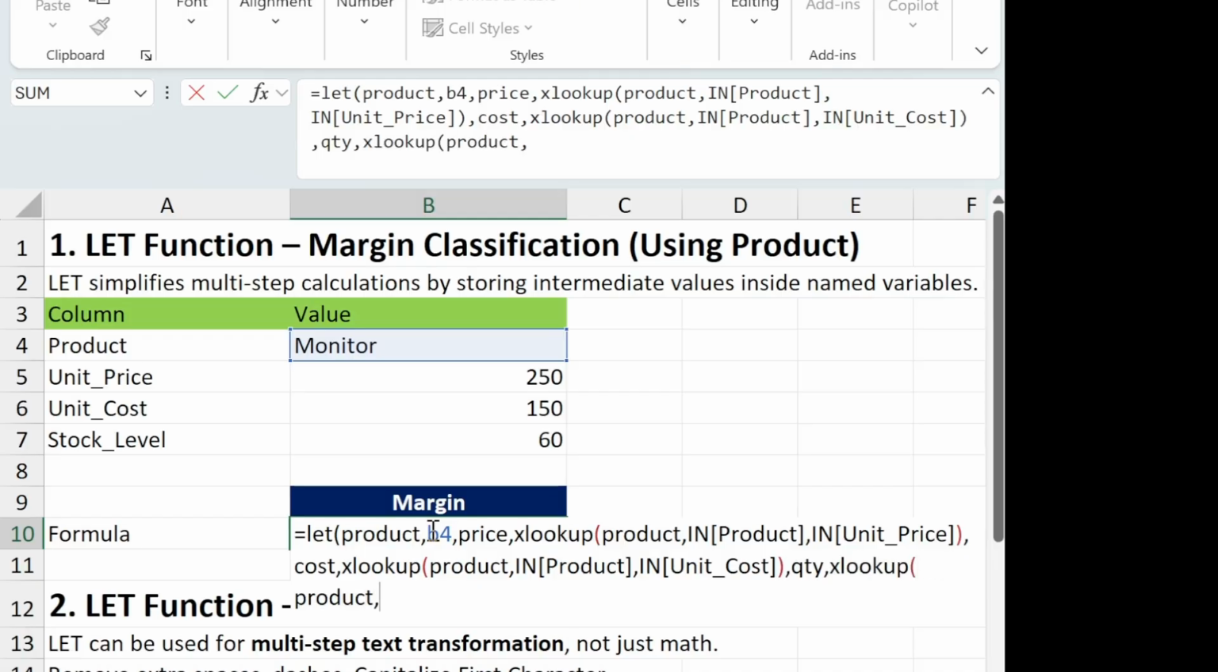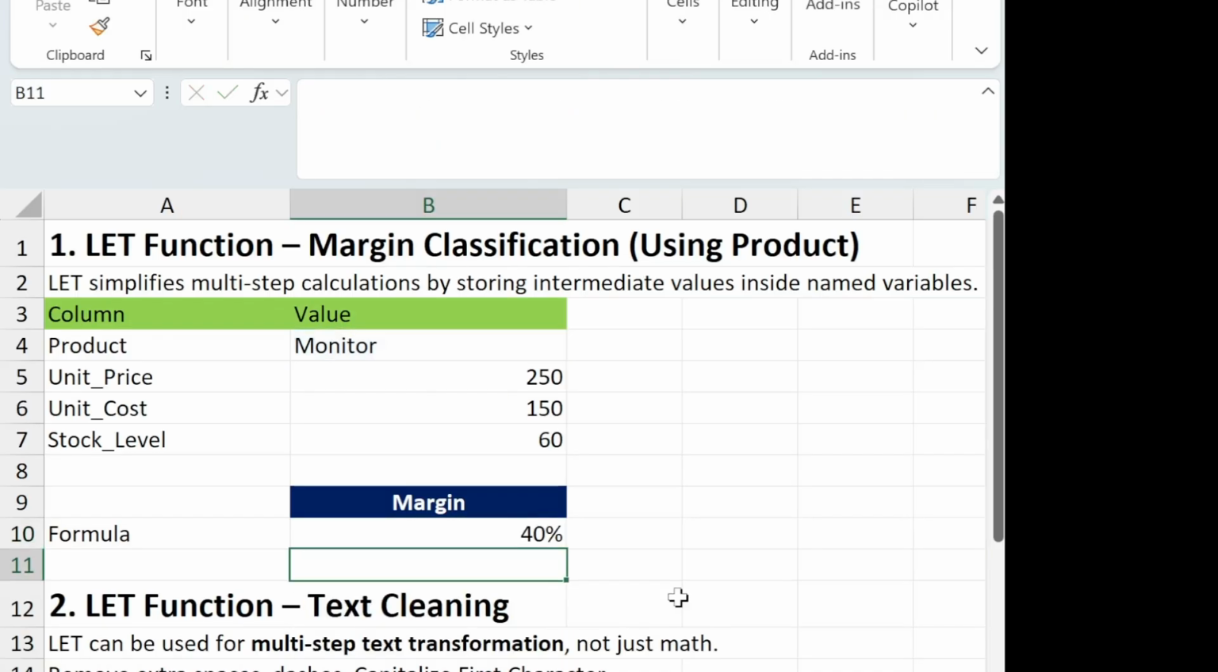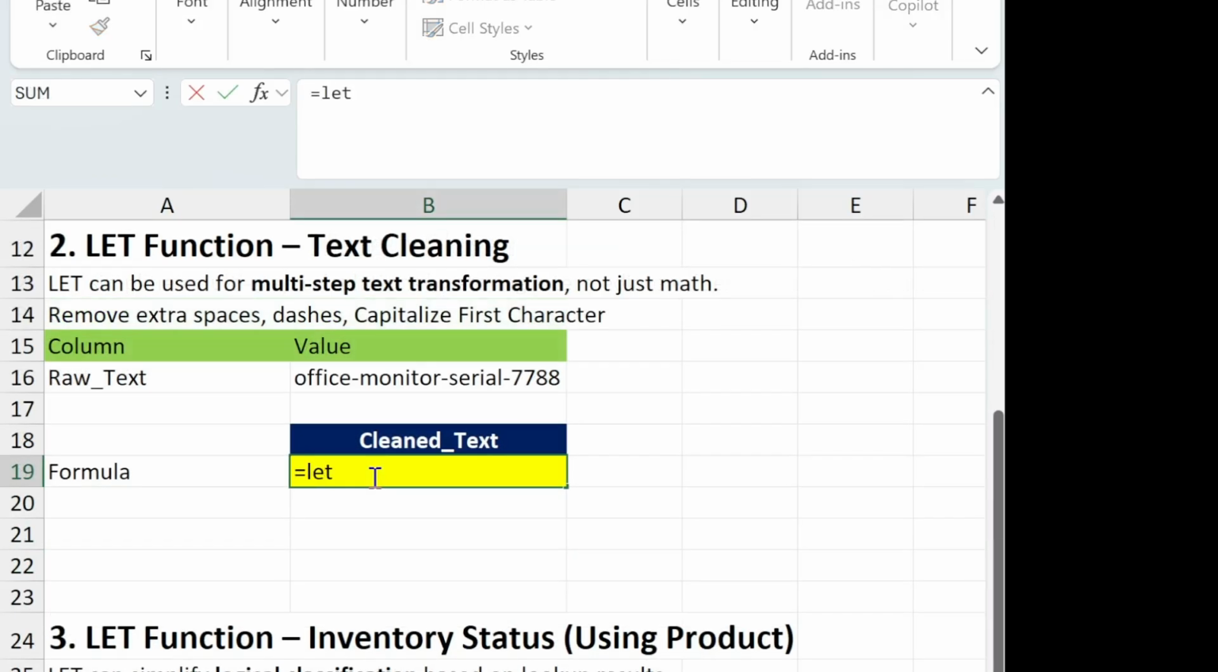The margin result for the Monitor product is 0.4. This means the product has a 40% margin. This demonstration shows how LET simplifies multi-step calculations by storing intermediate values. Instead of repeating the lookup several times, LET stores each lookup once and reuses it. Next, let us look at a text cleaning example.